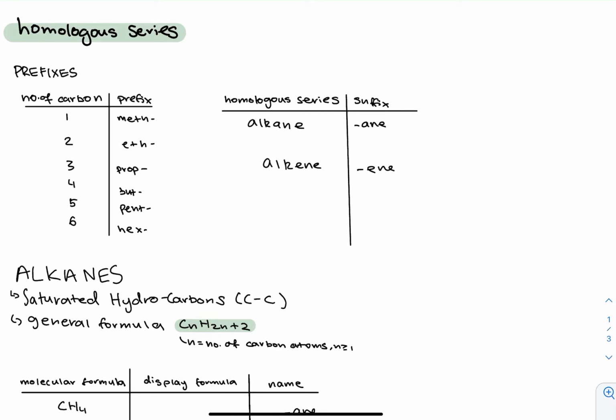Hi everyone, so today we are going to be looking at the IGCSE homologous series, including alkanes and alkenes and their properties and how to distinguish between them. So firstly, what is a homologous series?